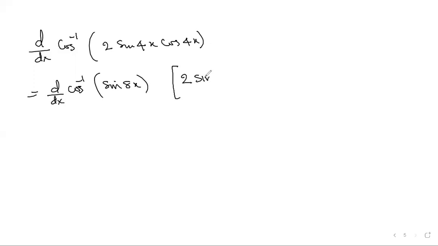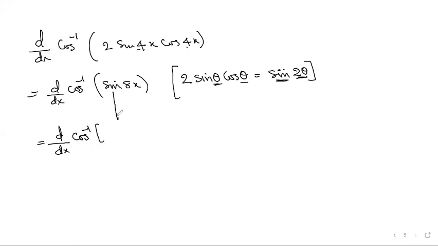2 sin theta cos theta. This is what? Sine of double the angle. So whenever you have 2 sin cos, double the angle and bring it to one side: sin 2 theta. Understood that formula? Yes, sir. So cos inverse, now what do we convert sin to? Sin to cos, pi by 2 minus 8x. Now the cancellation rule is applicable.